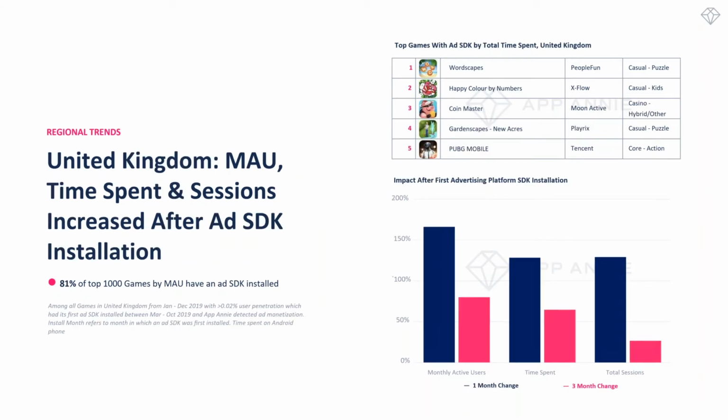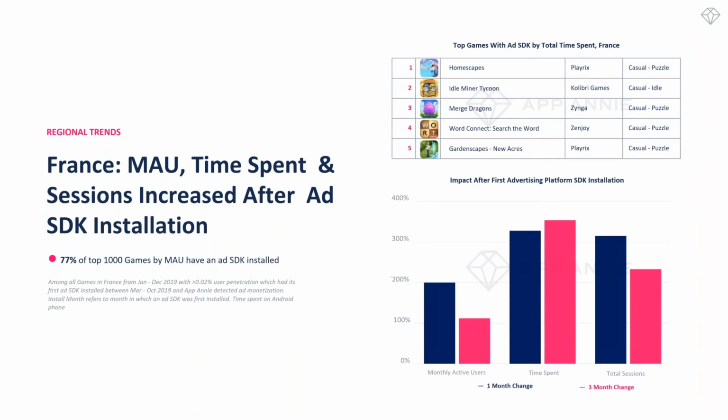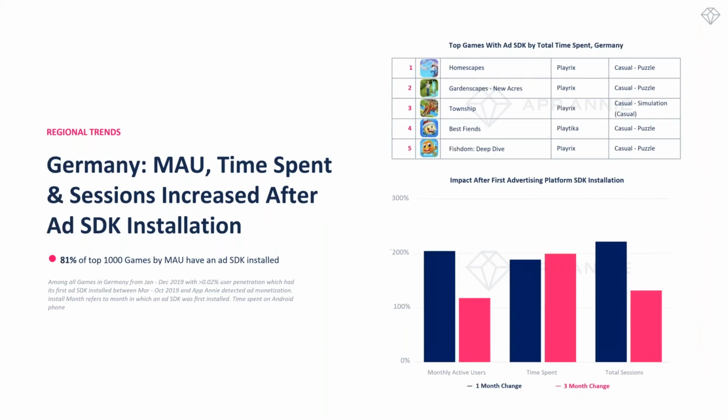All right, so in the United States, we had 87%, and in the UK, we had 81% of the top 1,000 games having that ad SDK installed. And again, continued strong growth across the months for the various metrics. France is a little bit lower than the UK, but in that same ballpark, around 77%. Again, strong growth across the metrics there as well. In Germany, same as the UK, 81% of the top 1,000 games had an ad SDK installed. And again, you're seeing strong growth in terms of what happened 1 month and 3 months after installation.